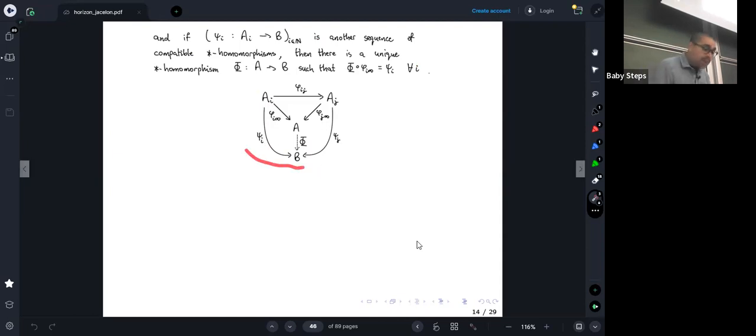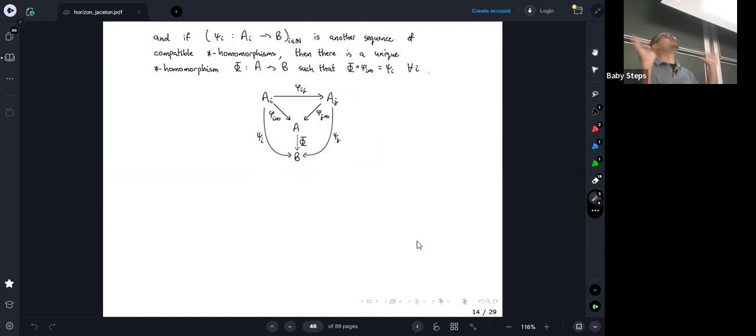And again, they are compatible in the sense that if I go from A_i into A_j and then to B via psi_j, that's the same as just going from A_i into B directly. But if I have another such compatible system, then the universal property is that there is a unique star homomorphism from A into B, which I'm calling phi, that makes this diagram commute.